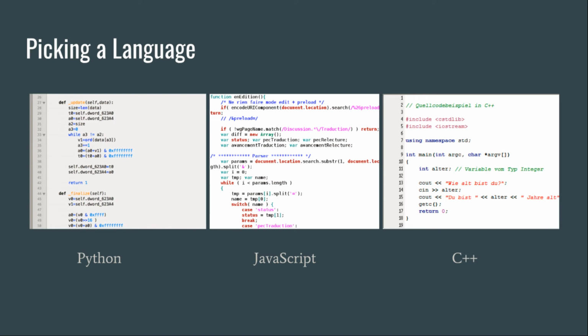And the final language I have on here is C++. Now, C++ is dear to my heart because it's the first programming language I ever learned. I love C++. It's my favorite. Well, not anymore, but it used to be. And I think it's really easy.